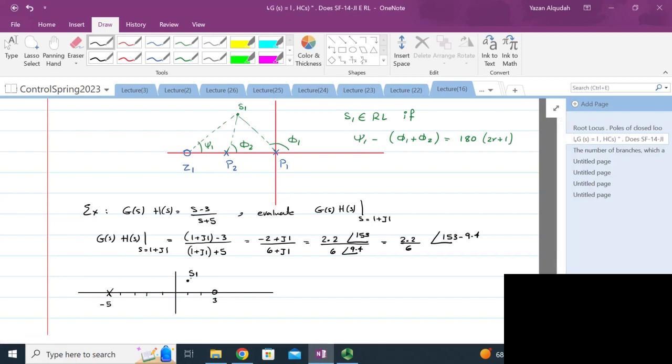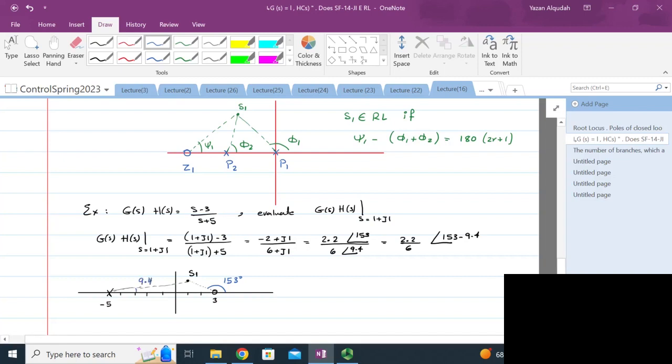So what I need to do is calculate this angle here, and then calculate this angle here. See the straight line? Okay, what is this angle equal to? Excellent, 153. What is this angle equal to? 9.4.